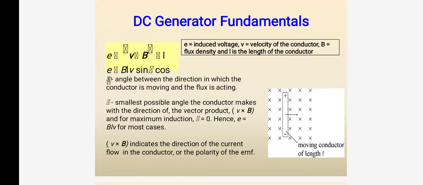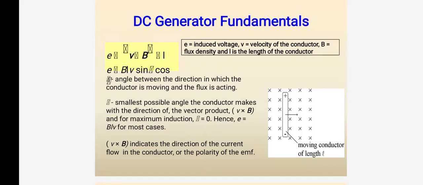So this is the DC generator fundamental. E equal to BLV, where E is the induced voltage, V is the velocity of the conductor, B is the flux density, and L is the length of the conductor. So E equal to BLV sine alpha and cos beta. Alpha is the angle between the direction in which the conductor is moving and the direction in which the flux is acting. Beta is the smallest possible angle the conductor makes with the direction of the vector product V cross B, and for maximum induction beta is 0, hence E equal to BLV in most cases. V and B indicate the direction of the current flow in the conductor or the polarity of the EMF. You can see here the moving conductor of length L.